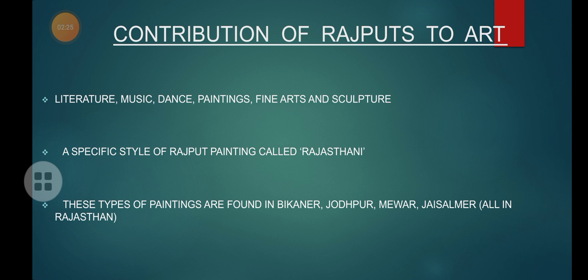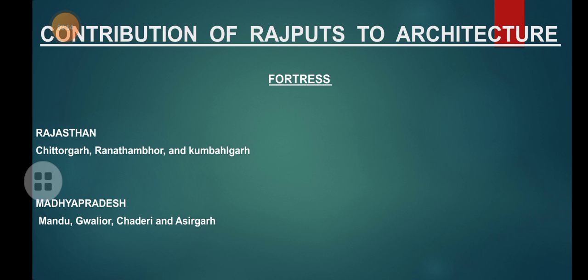Such paintings are called Rajasthani, and these paintings are found only in today's Rajasthan, that is the northwestern part of India. Some of the places where these paintings are found today are Bikaner, Jodhpur, Mewar, and Jaisalmer. All these places are in today's Rajasthan. Next topic is contribution of Rajputs to architecture.